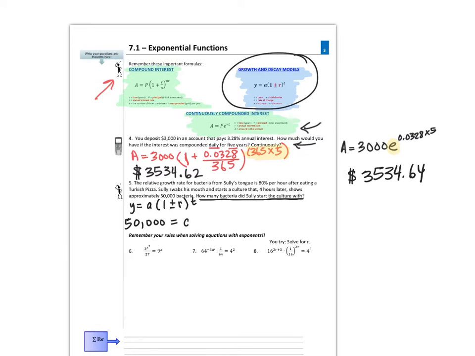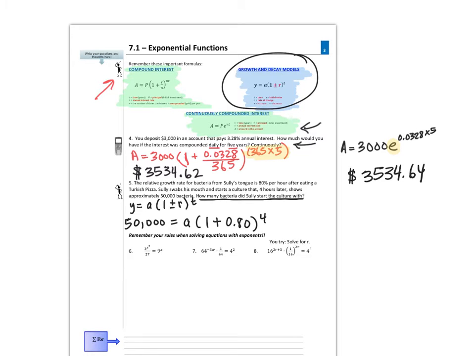50,000 is equal to A times 1. Ooh, is it plus or minus? Let's see. Well, is the bacteria getting more or getting less? You're right, it's getting more because it's a growth, so that's a plus. R is our rate of change, not interest rate, that would be the other. Let's see, 80% per hour, so 0.8. I guess it is kind of a percent. And T, time, is 4 hours.